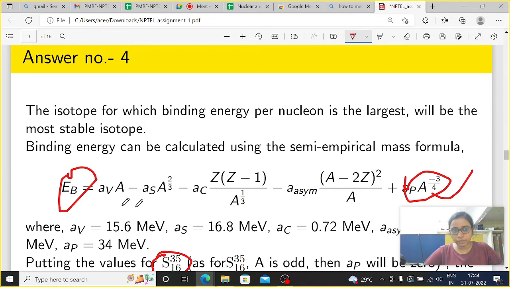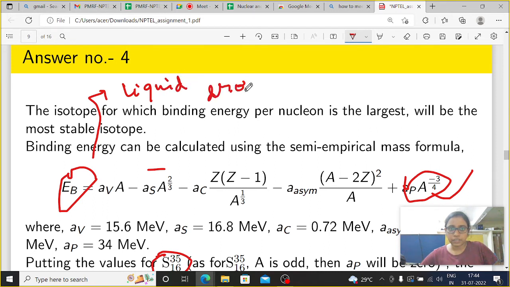This expression for binding energy is known as the semi empirical mass formula, and this EB expression comes from the liquid drop model. There are so many models, like the liquid drop model. And why is it called a semi empirical mass formula? Because semi empirical means some portion can be calculated from the theory part, and some portion can be calculated from the experimental part.